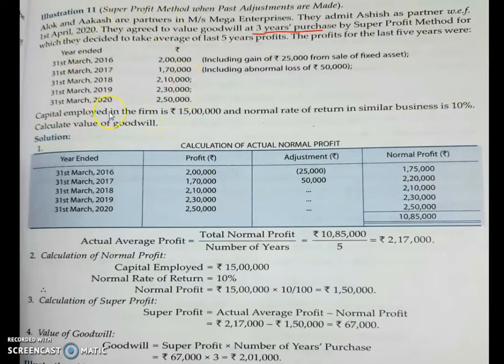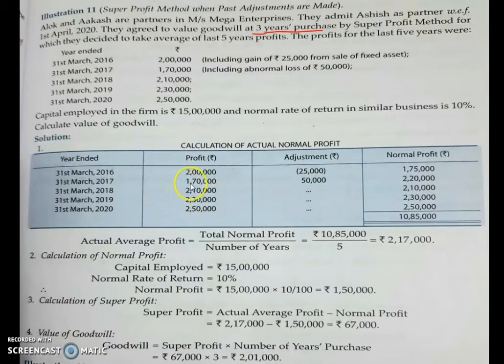Now you have to move to the solution part. See, follow those steps. First thing is you calculate the average profit. Second thing is you calculate the normal profit. Third thing is you calculate the super profit, and the fourth and the last step is calculation of goodwill. So let us find the average profit.